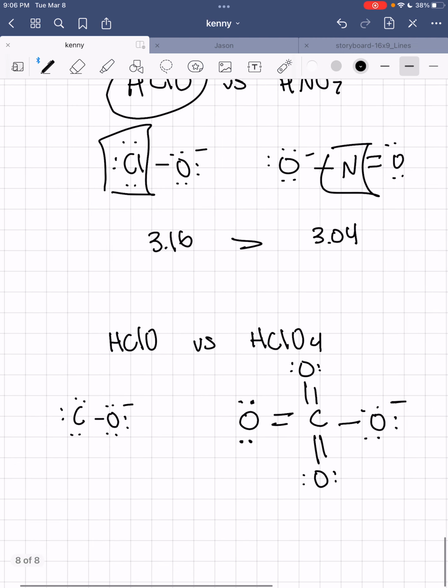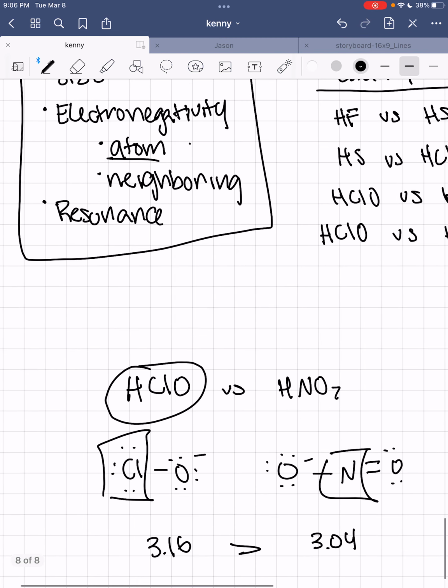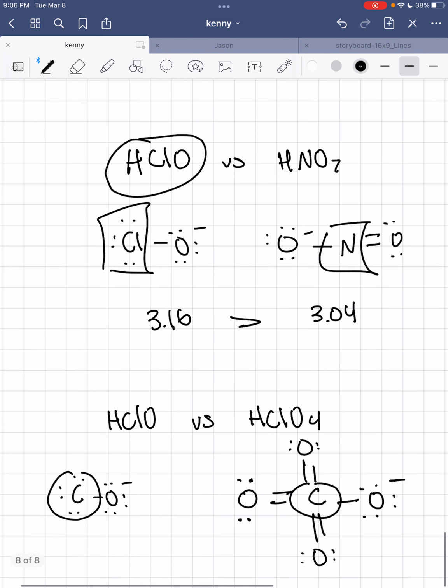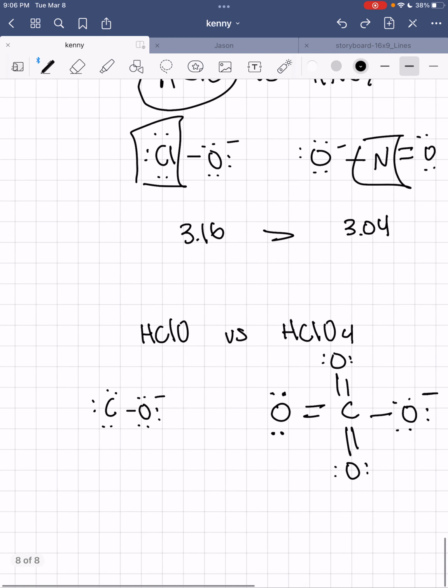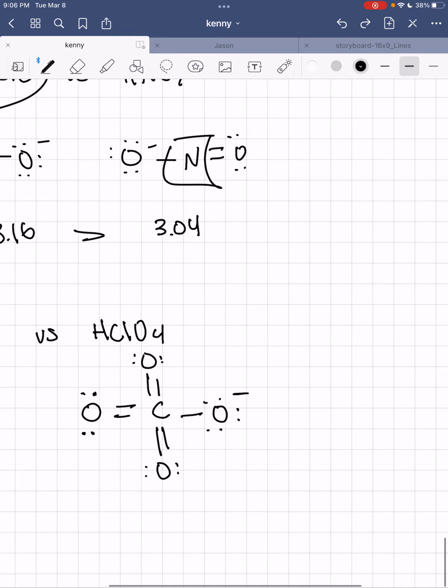So we can see that the oxygens each have the negative charge again, but the connecting atom is the same atom, it's carbon, so you can't compare the electronegativity of the neighboring atoms again like we did in this previous problem. So in this problem we have to look at the resonance.